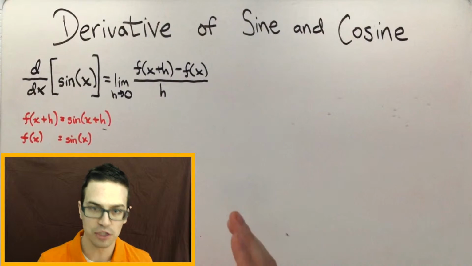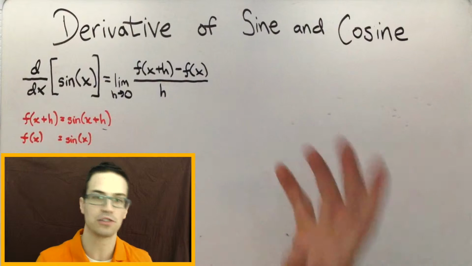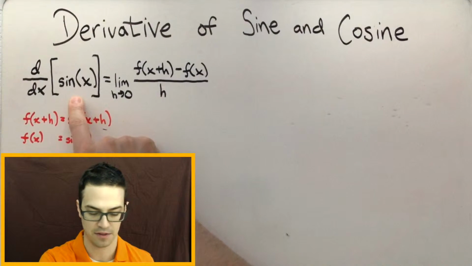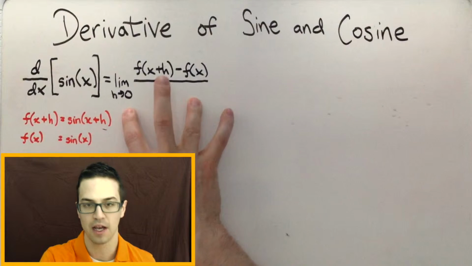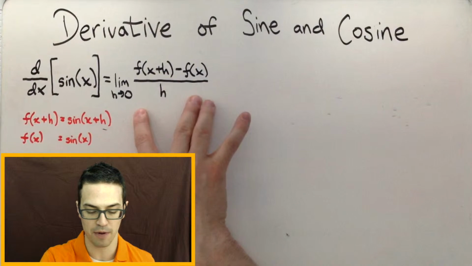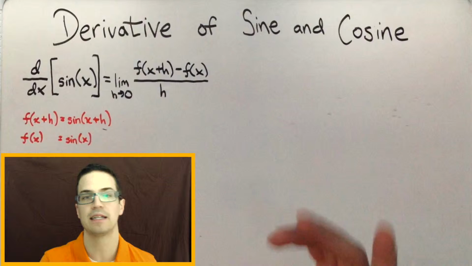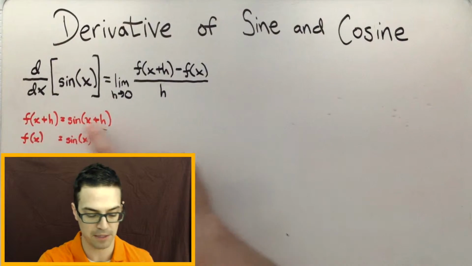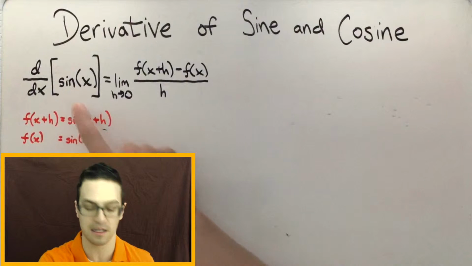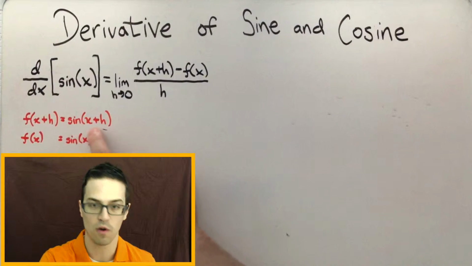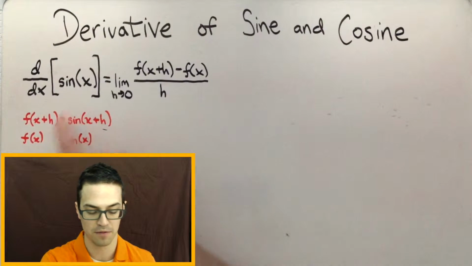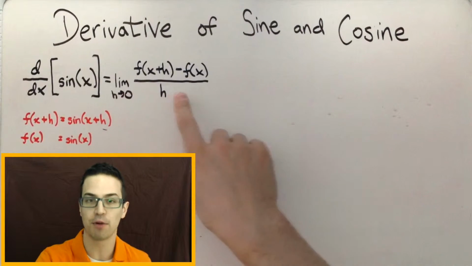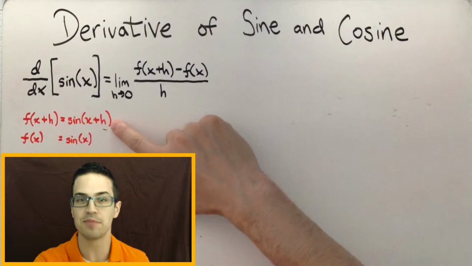Okay, how we're going to do this is we're going to use the limit process just like we did previously, only this time our function is going to be sine x. I already have the limit definition of a derivative set up right here. Also, to save some time, for the f of x plus h, since our f of x is sine x, we're just going to have sine of the quantity x plus h, and then f of x is sine x, because that's our original function.